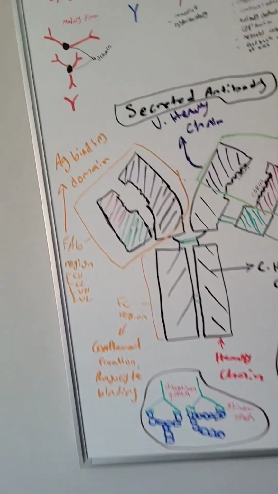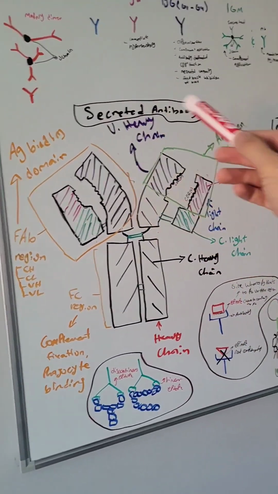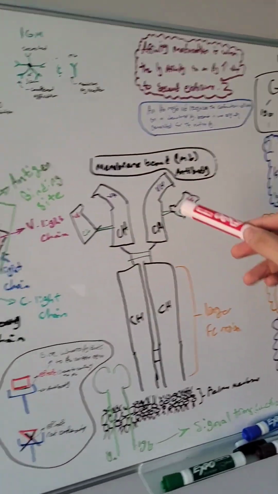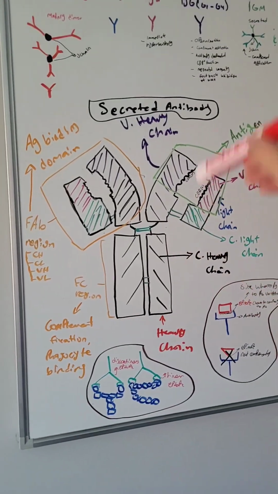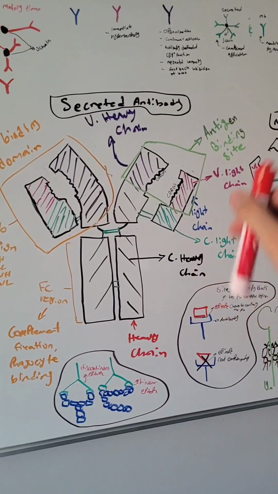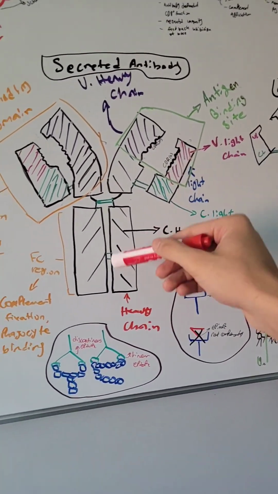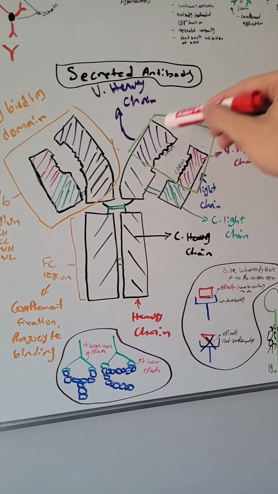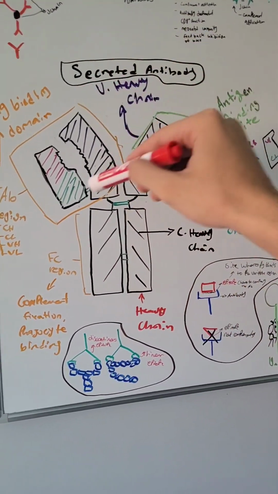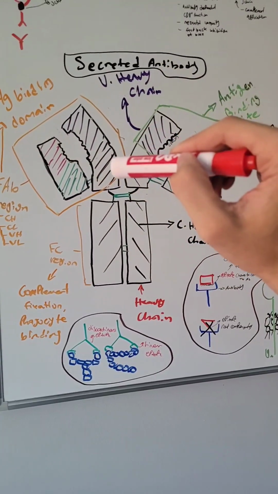Let's come over here. Over here we have a secreted antibody and a membrane-bound antibody, and we're going to talk about their differences. But quick anatomy real quick. A secreted antibody has what? It has this heavy chain, right? This heavy chain, also a heavy chain, and a light chain on the outside, okay?